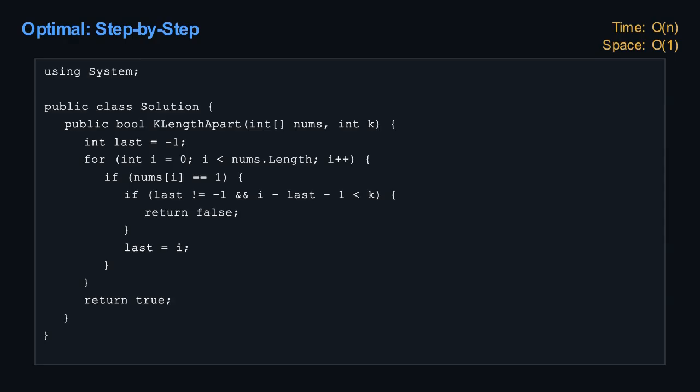At index 7, we find the final 1. Last is 4, so the gap is 7 minus 4 minus 1, which equals 2. This is not less than k, so it passes. The loop finishes, and we return true. For this input, the final result is true. Every pair of ones has at least 2 zeros between them, satisfying the distance requirement exactly.